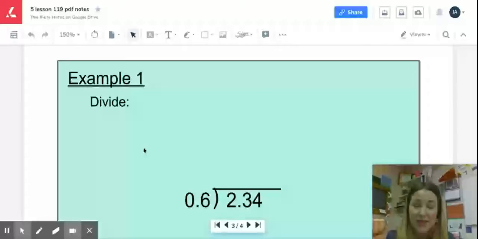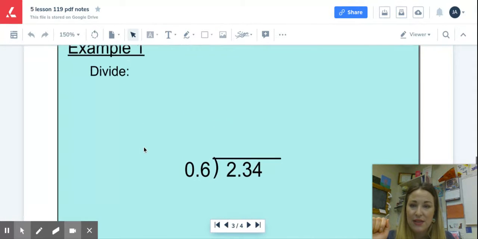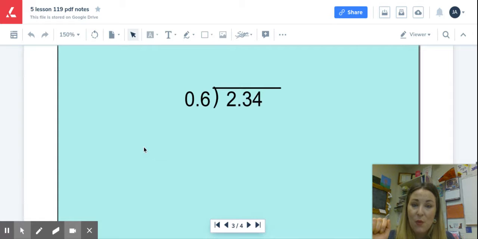Like I said, we just have one example today, and here it is. It just says to divide. We have 2 and 34 hundredths divided by 6 tenths. So what we're going to do, first of all, I'm going to get my pen ready.